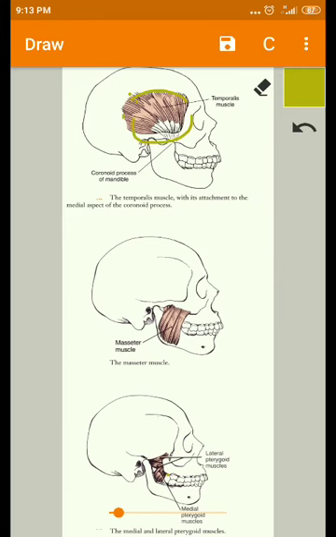And then the masseter muscle, and the lateral pterygoid as well as the medial pterygoid muscles. Lateral pterygoid and medial pterygoid muscles. So these are the primary muscles that control the temporomandibular joint.